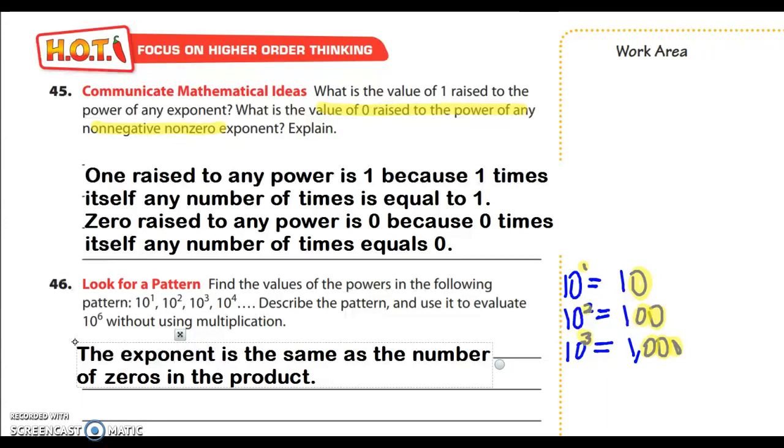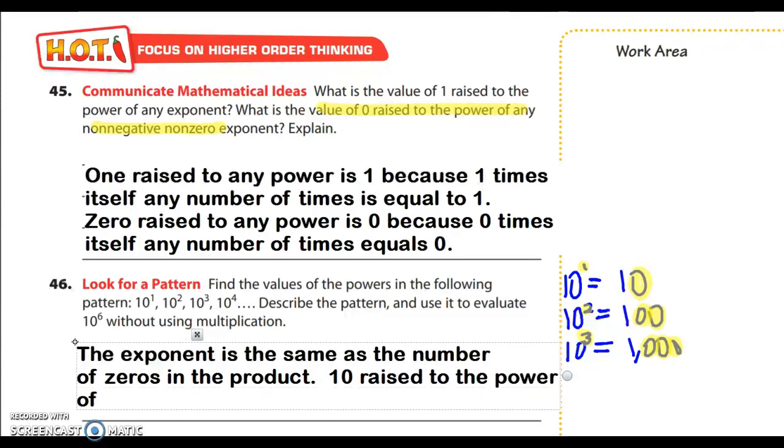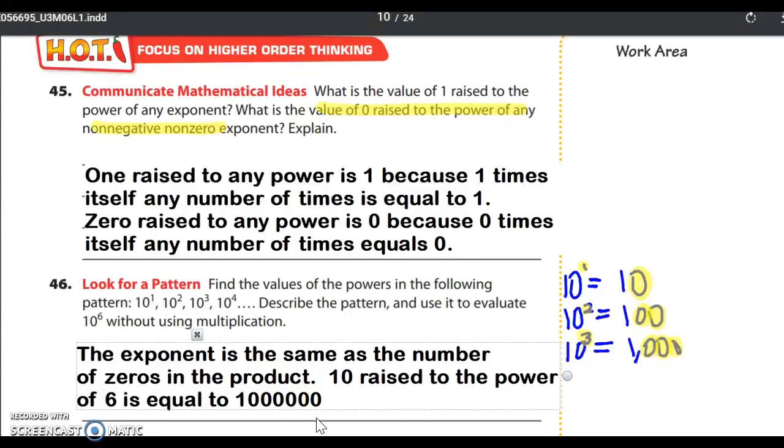And then it says, describe the pattern and use it to evaluate 10 to the 6th without using multiplication. 10 raised to the power of 6 is equal to... and I don't know the number, but what I'm going to do is type in a 1 and 1, 2, 3, 4, 5, 6 zeros. Now I do know that. That's 1 million.